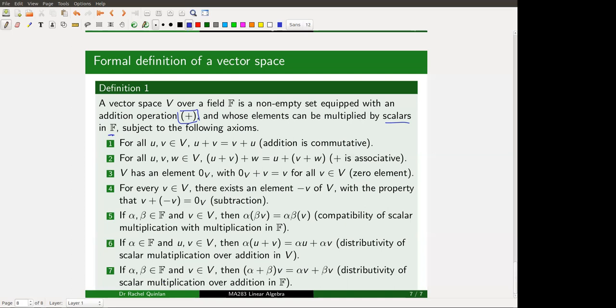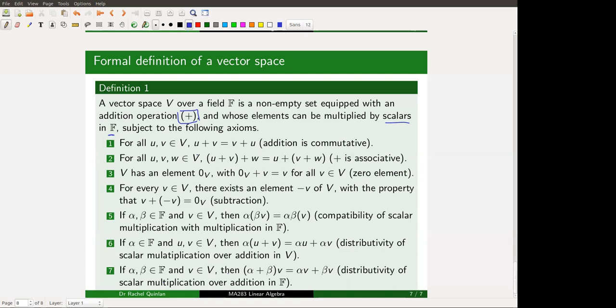Okay, so the first one is that addition should be commutative. We want our addition operation to satisfy the property that u plus v should be equal to v plus u for all elements u and v. And that's certainly true for any operation that we've ever referred to as addition.